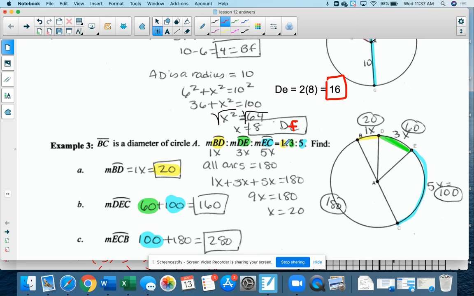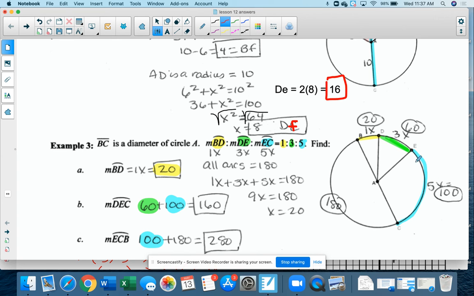So I just simply call the first one, BD, 1x. The second one is DE, that has a ratio of 3, so I call that 3x. The third one, 5, so EC has a ratio of 5x. I have that all highlighted right here in the matching colors so you can see which is what. BD is 1x, DE is 3x, and EC is 5x.